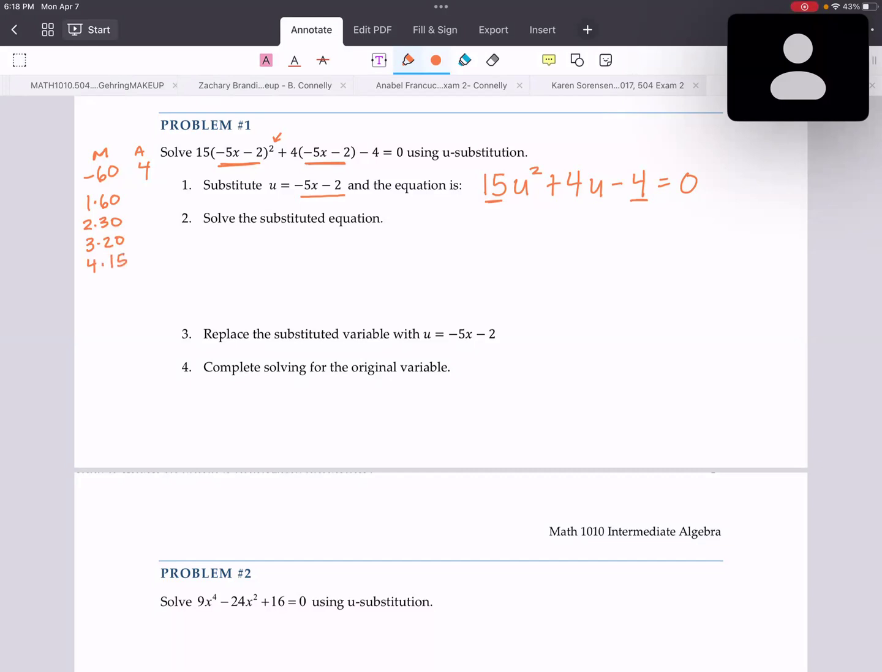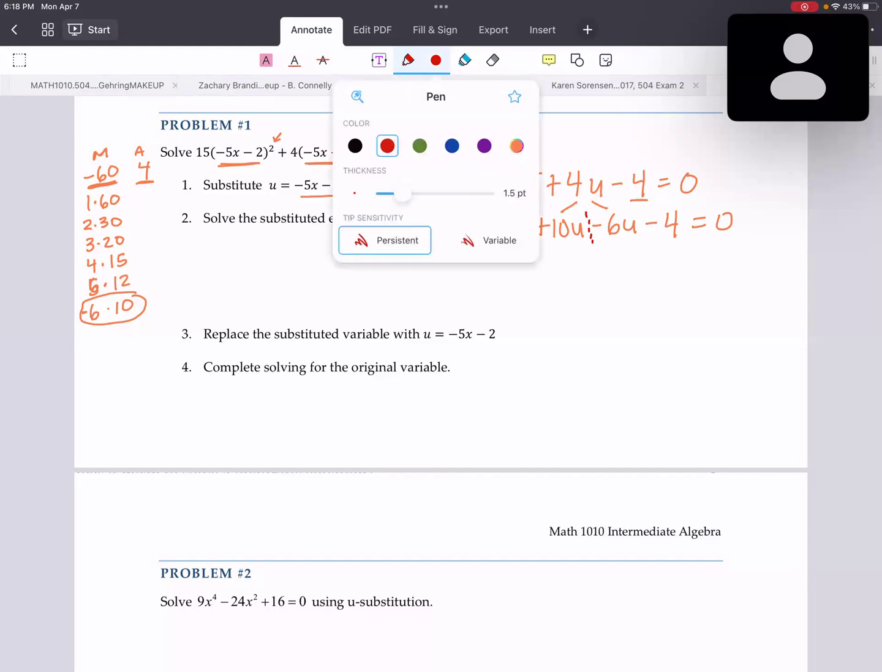Let's see, then, I guess 5 and 12, and then 6 and 10. And it looks like 6 and 10 is going to be the one that we want, right? Because if I have a -6, -6 times 10 gives me the -60, and -6 plus 10 gives me that +4. All right, so let's write this down as a 4-term polynomial. So keep that 15u squared the same, but 4u, change this to be plus 10u, and then minus 6u, and then minus 4. Then we can do factor by grouping.